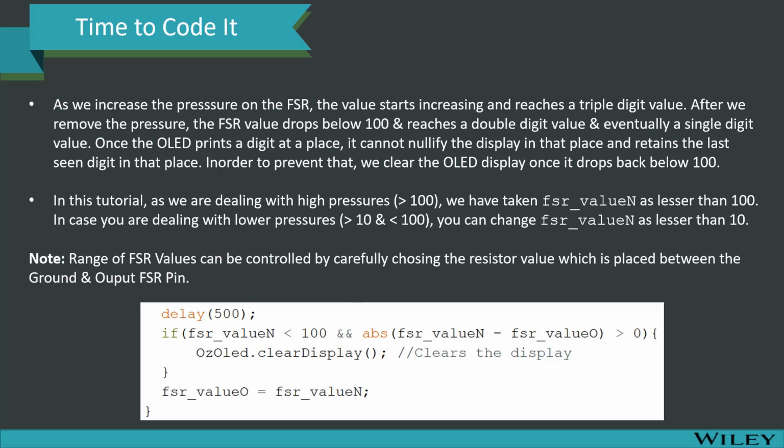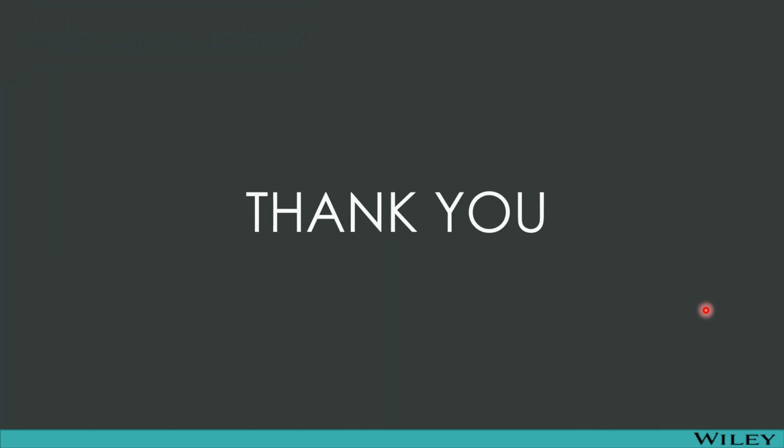In this tutorial, we are dealing with high pressures, that is greater than 100, and we have taken FSR_value_n as lesser than 100. In case you are dealing with low pressure applications like greater than 10 and less than 100, you can change the FSR_value_n as lesser than 10. Please do not forget that the range of the FSR values can be controlled by carefully choosing the resistor value which is placed between the ground and the FSR pin. This can be referred from the circuit diagram, and the same has been coded very clearly in front of you for your quicker and easier understanding. Thank you.